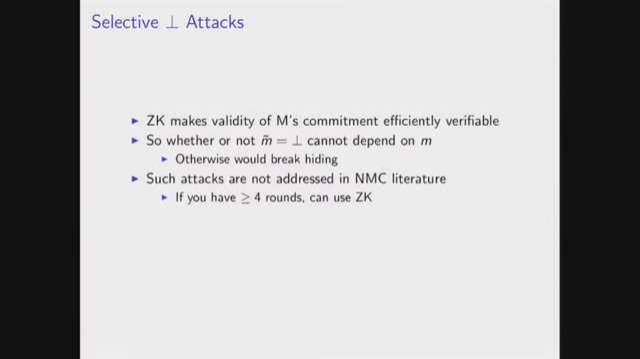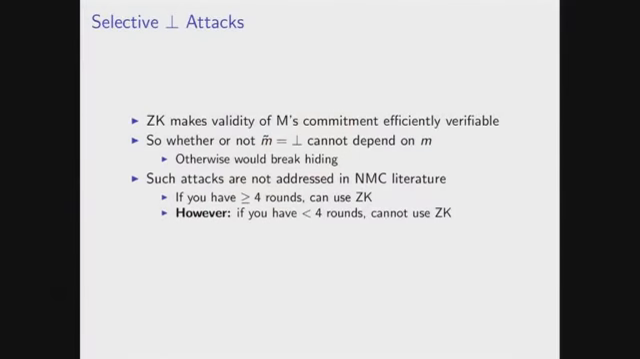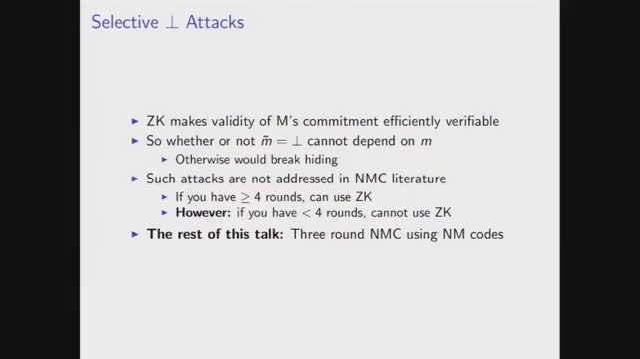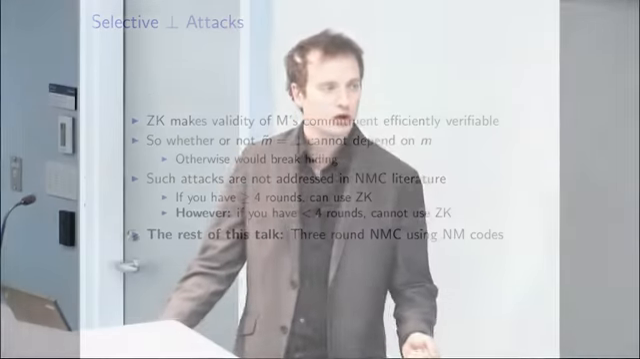Okay, so the point is, if you have more than 4 rounds, just use zero knowledge, which is why no one considered it before. But if you want 3 rounds, you have to deal with these attacks because you don't have zero knowledge. At least you don't have the sort of black box zero knowledge that we're all used to. Okay, so for the rest of this talk, I'm going to talk about how to get around this problem, 3-round non-malleable commitment, and we're going to use non-malleable codes, not in place of, but instead of zero knowledge.